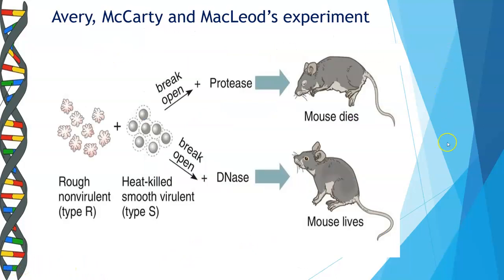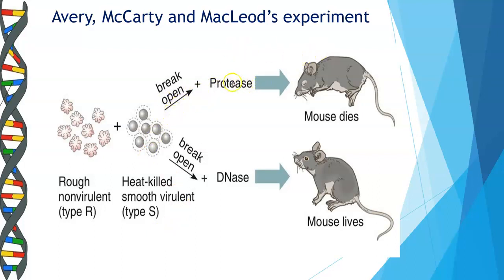Students, have a look at this image. It will provide you a better understanding of the experiment. That is, there are two sets. For example, in this case, they took the rough, that is the non-virulent R type, and the heat-killed smooth virulent S type together, and they mixed it with a protein digesting enzyme.